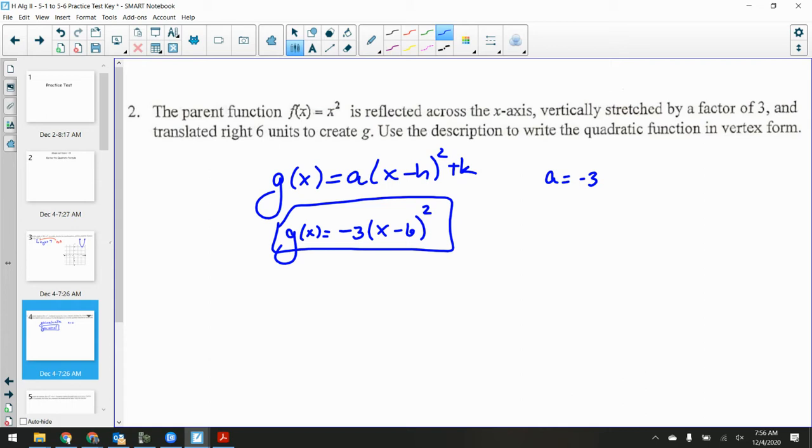Okay, so it's reflected across the x-axis, negative, stretched by 3. 3 on the outside. Now, again, I'm saying vertical because it's going to happen on the outside. If I had said horizontal stretch by 3, remember that's going to happen on the inside. Translation 6 units to the right. That's why you see an x minus 6 on the inside. All right, questions on 2.